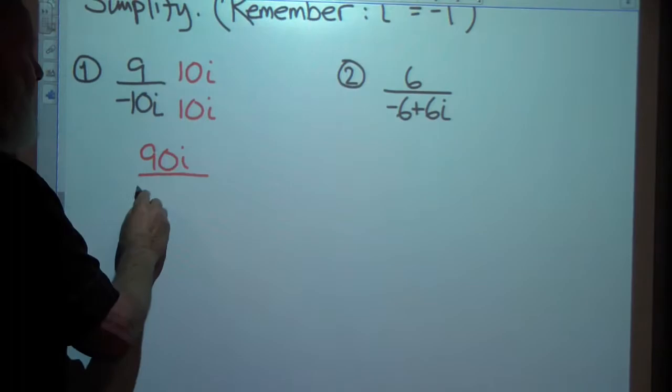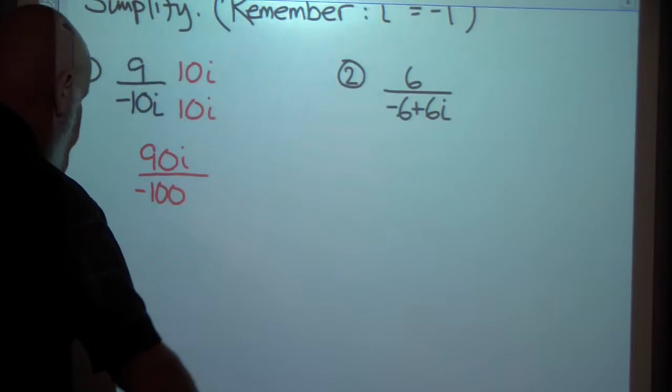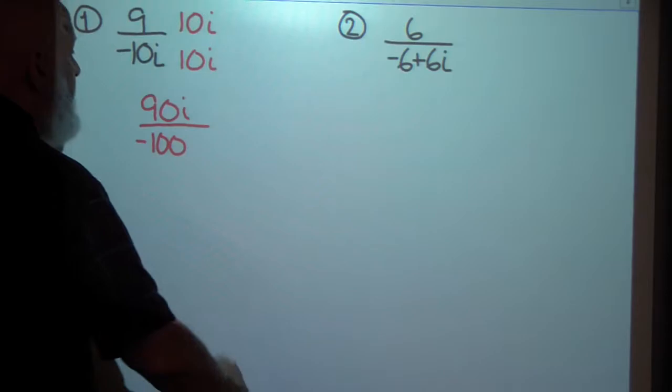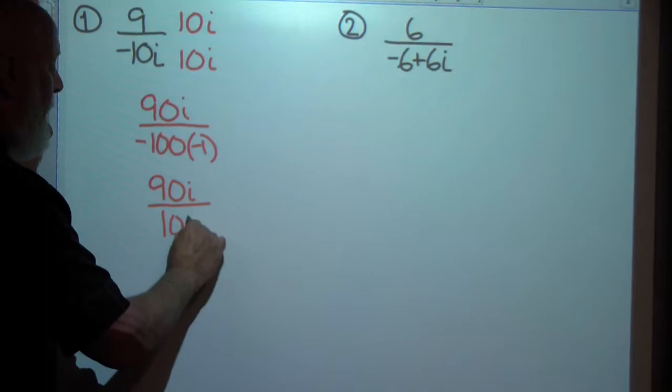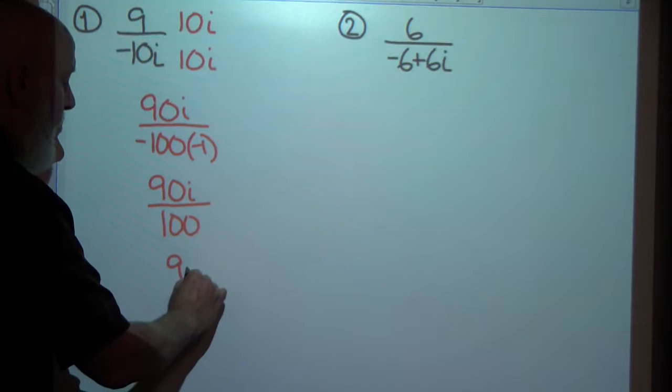i times i is i squared, and we've got to remember that i squared is negative 1. So i times i, negative 1. We multiply these, we wind up with 90i over positive 100, and then we reduce. Well, I can divide top and bottom by 10, so that'll give me 9i over 10.